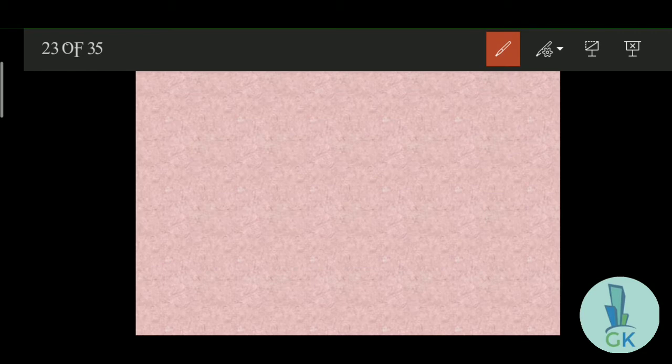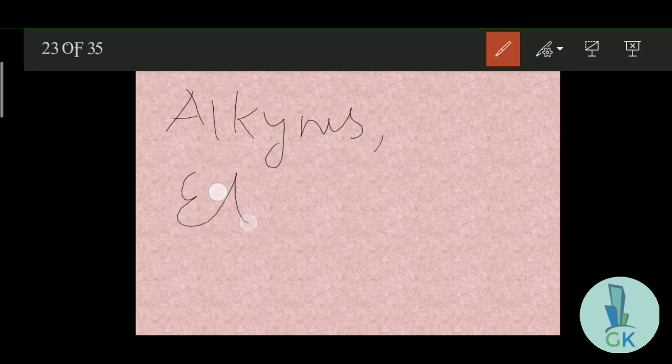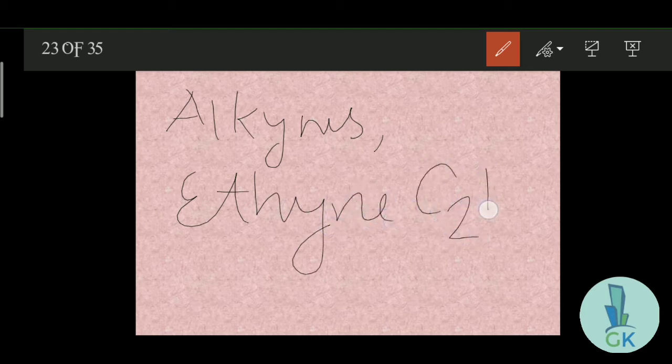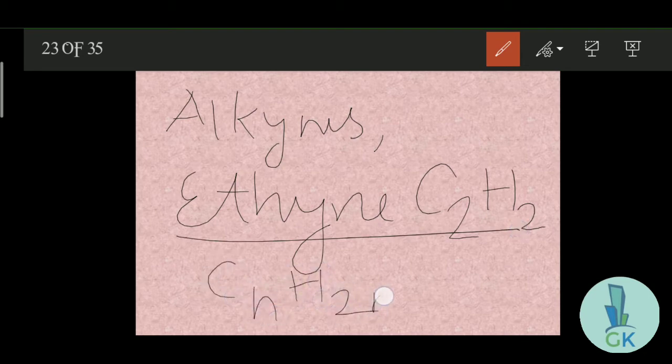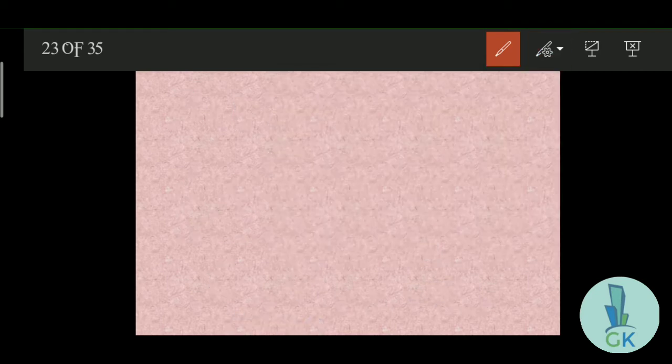Now let us see the alkynes. Okay, alkynes, and similarly the first alkyne will be ethyne with two carbon atoms, C2H2, and it will follow the general formula for alkynes. What is it? CnH2n-2, where n represents the number of carbon atoms. So let us see how the structure is being made.